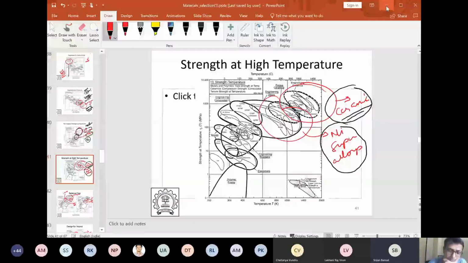Sir, in the tie rod problem. Okay. I lost you, so just type it out and then I'll read it for the class.